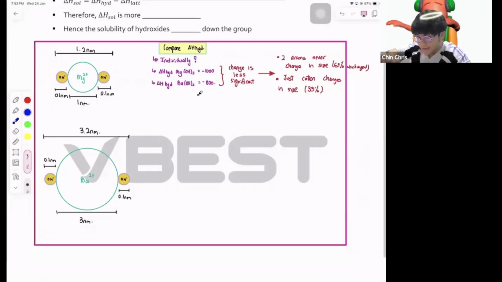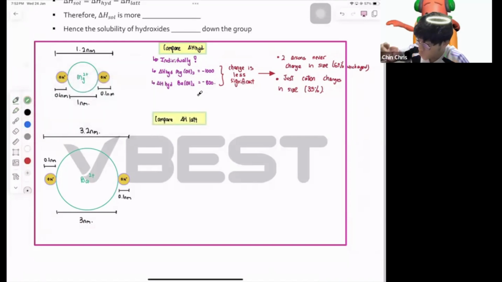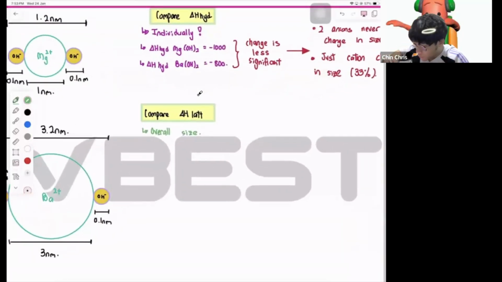Alright guys, now let's compare our delta H lattice. For delta H lattice, we always look at the overall size. Remember, guys, delta H lattice is always your overall size.